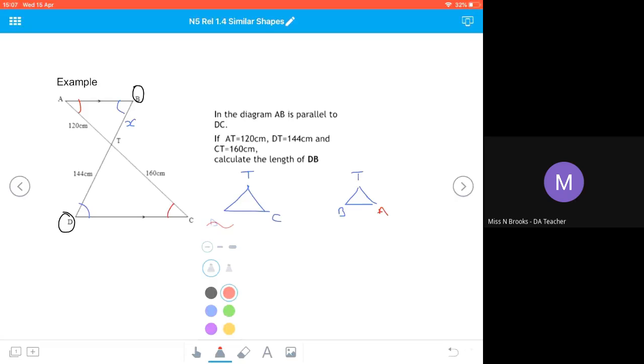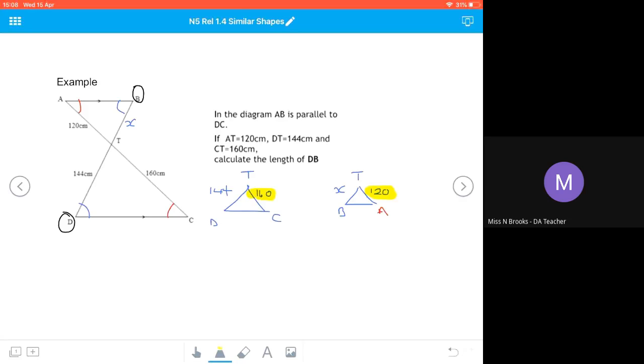So I know that TD is 144. I'm going to leave the centimeters off at the moment because my scale factor won't have a unit. My TC is 160 centimeters. Now on my other triangle, TB or BT is X. I've called it X. And AT or TA is 120. So my corresponding sides are 160 and 120 to work out my scale factor.